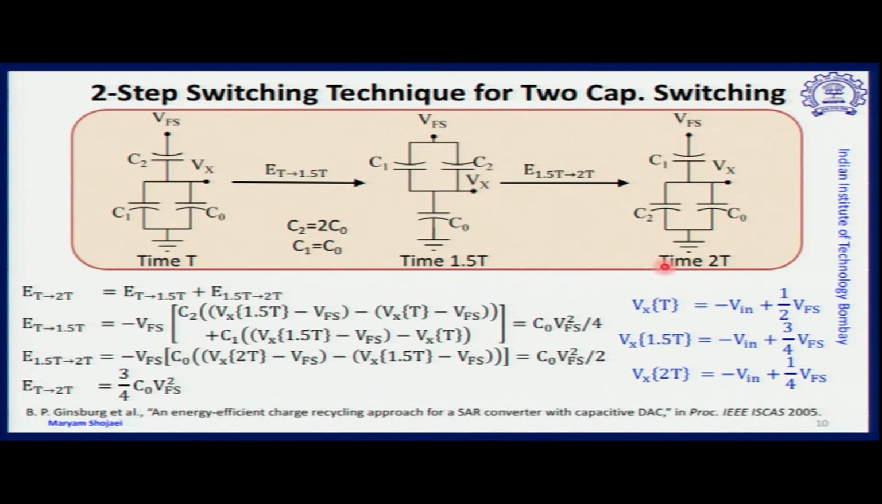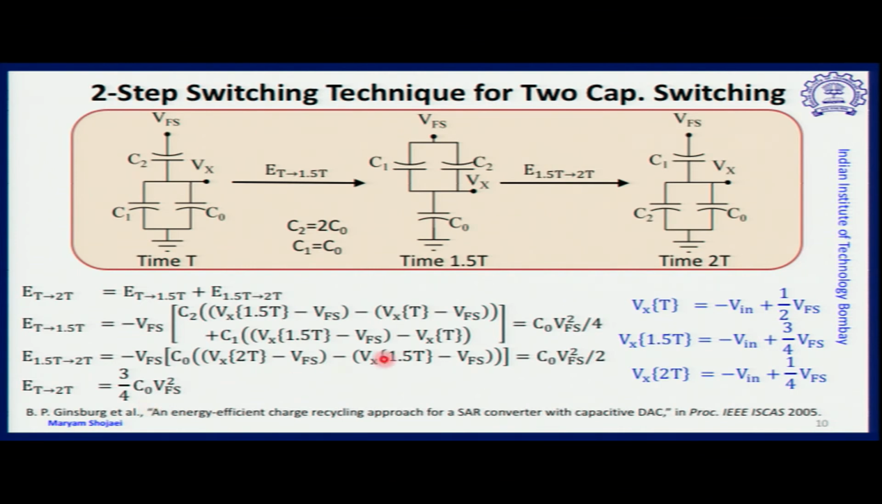from 1.5T to 2T cycle, we notice that only C2 is switching with a lower voltage across it. And therefore, the energy consumption now is C0 V full scale by 2. So, total energy consumption becomes 3 by 4 C0 V full scale square as compared to 5 by 4 C0 V full scale square for the traditional technique. Now, keep this in mind.